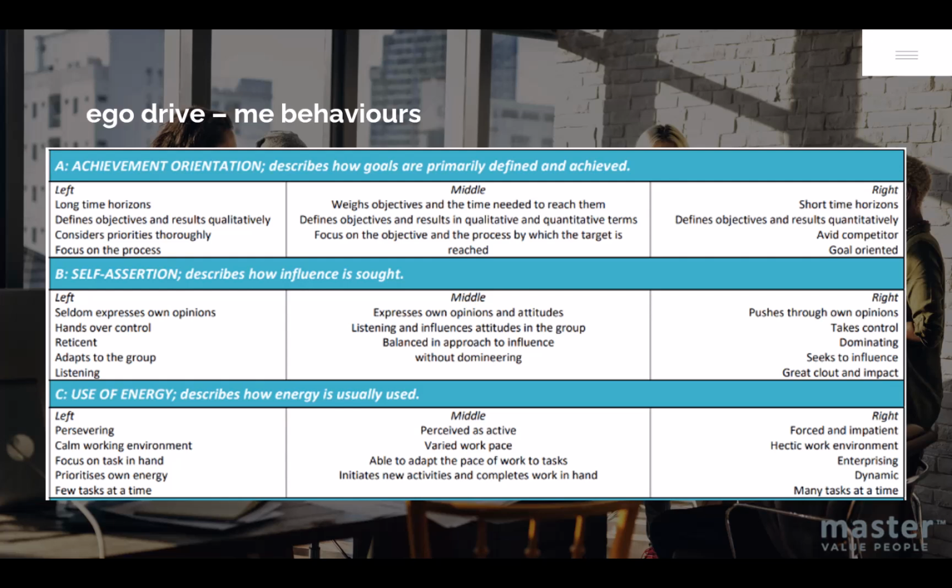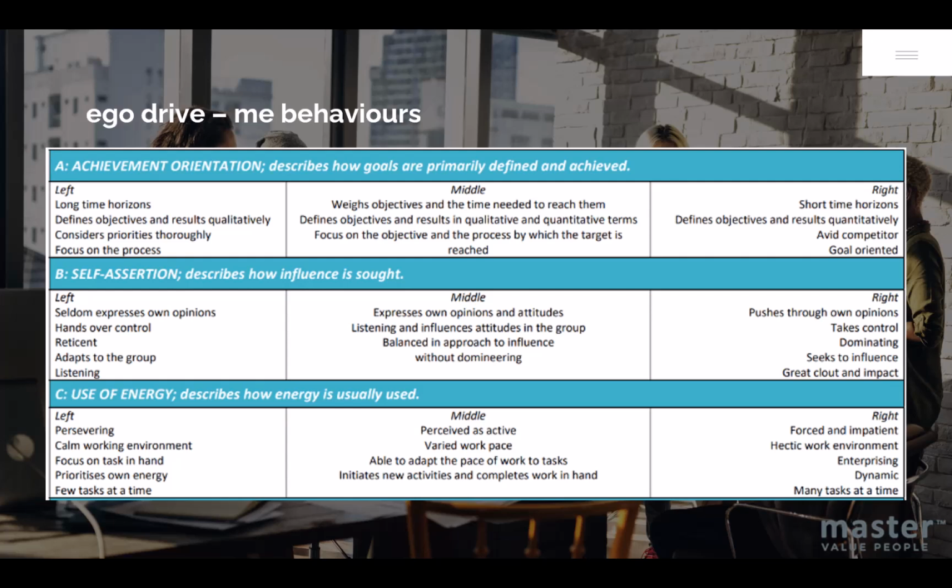The last trait in this group is use of energy, which describes how energy is typically used. A person on the left-hand side is persevering, prefers a calm working environment, focuses on the tasks at hand, prioritizes their energy, and prefers to have only a few tasks at a time. We call them finishers. They don't feel truly done until everything is completed thoroughly.